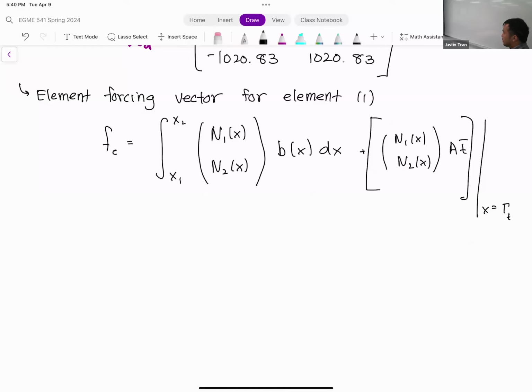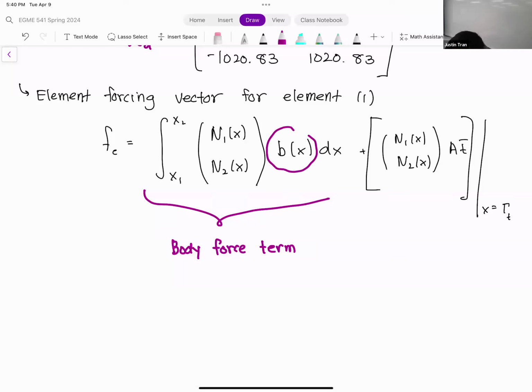So a couple things with this expression. Obviously we have two different terms here, right? This first term here is our body force term. How do I know it's a body force term? Because it involves our function b of x. That almost always has to be integrated. So if you have a non-zero b of x, then you have to integrate that term for every single one of your elements.